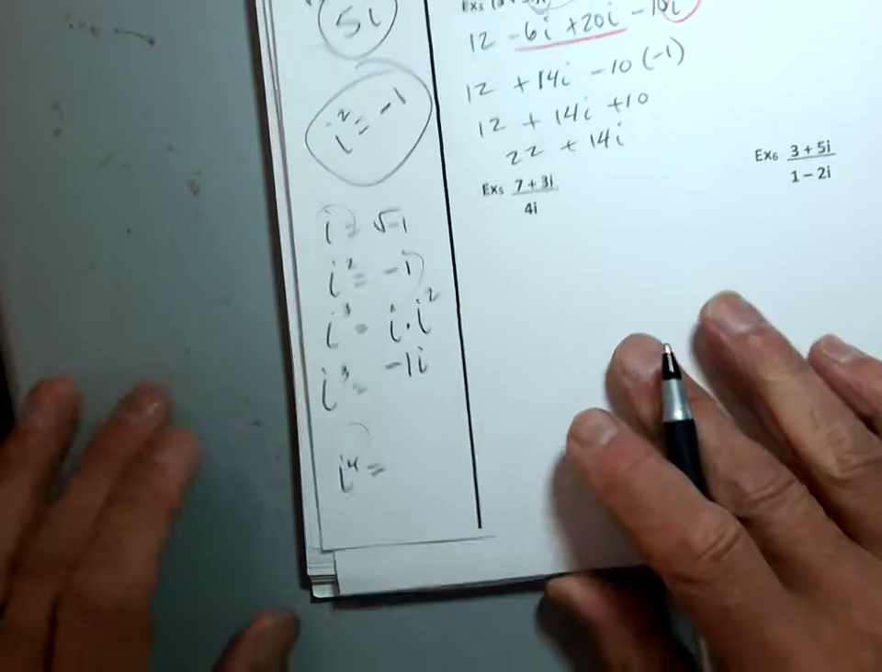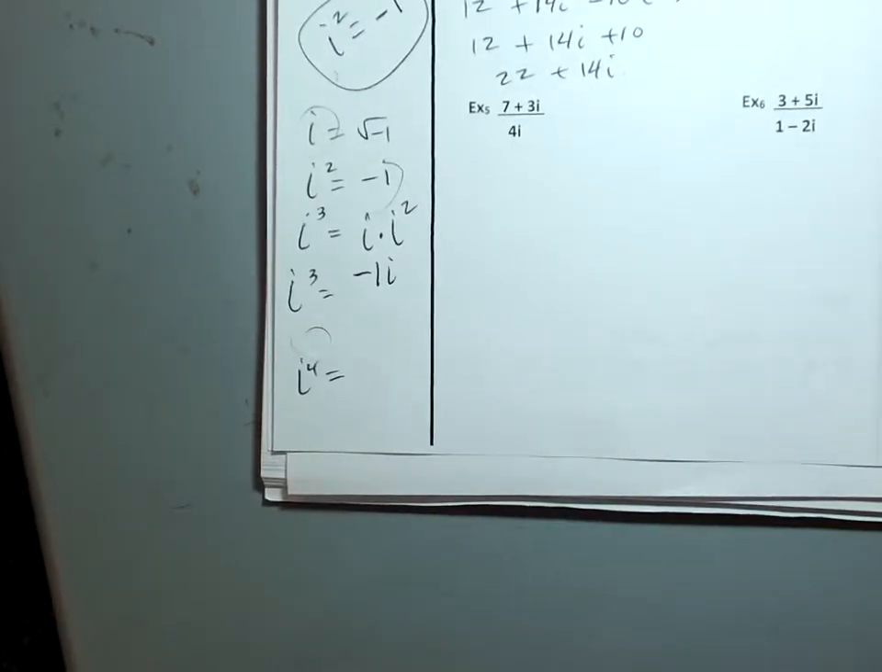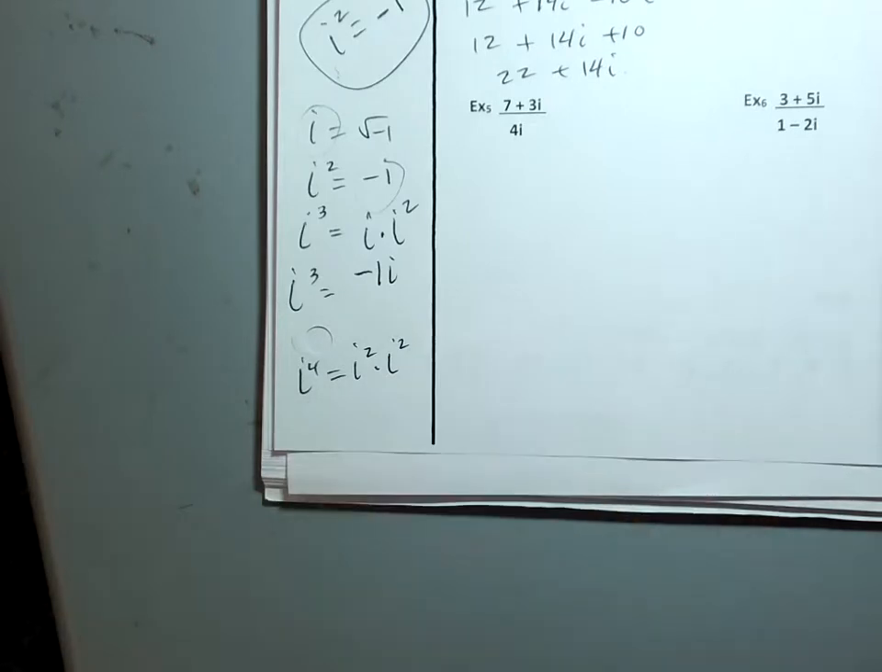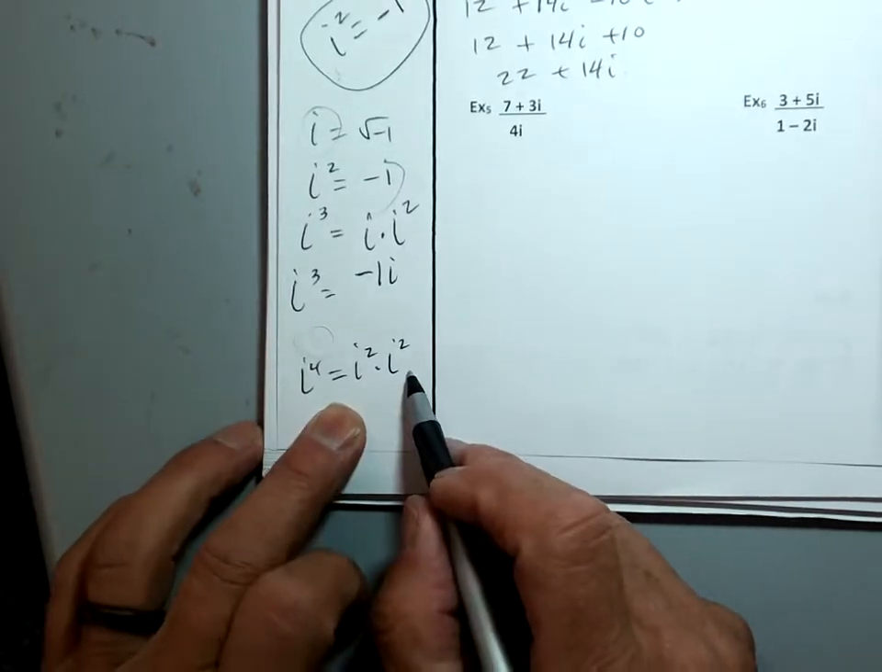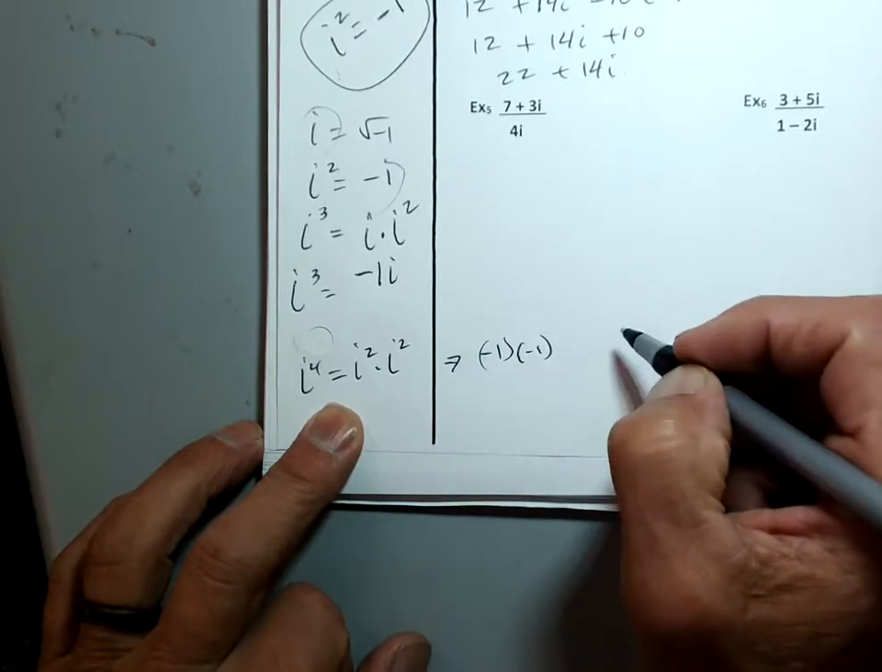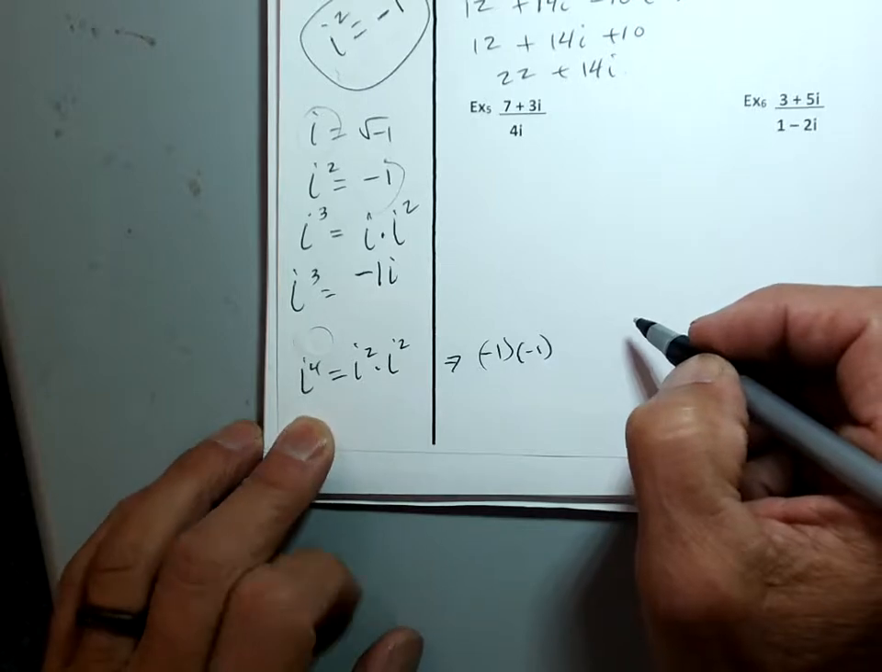Then what about i to the 4th? What if I give you a hint? i squared times i squared. Wouldn't it be negative 1 times negative 1? Which is what? Positive 1.